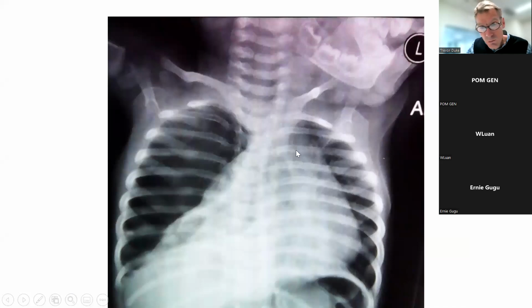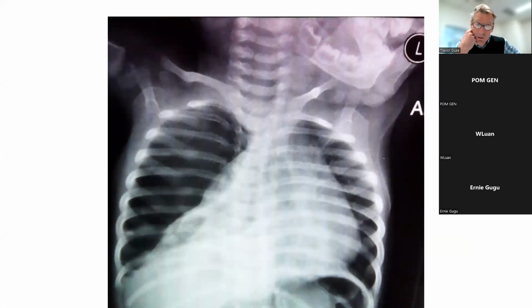All right. What about this X-ray? This was a young infant who presented with respiratory distress. What can you see on that X-ray? Maybe like a right lower lobar collapse.